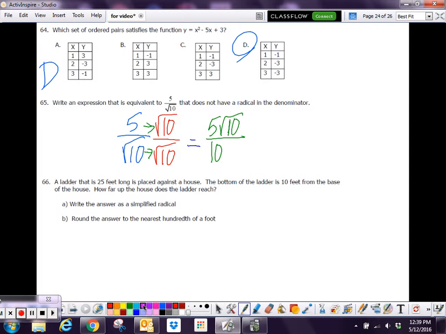Now you have to look at this and see, is there anything else you can simplify? Well, 5 over 10 is going to go down to 1 over 2. So I have the square root of 10 over 2. You need to make sure that there are no perfect squares in that number, but there's not in that number, so we are good.